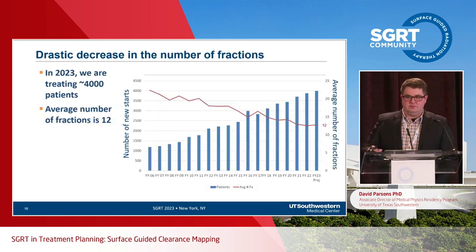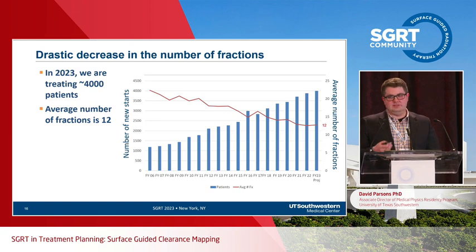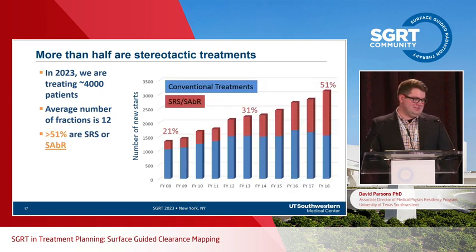How we've done this growth is really by decreasing the number of fractions the average patient will get during their course of treatment. So back in the day, it was in the mid to low 20s. Now it's 12 on average. Aside from adding a few new vaults, this has really driven the growth that we see. And you can probably guess why this is.